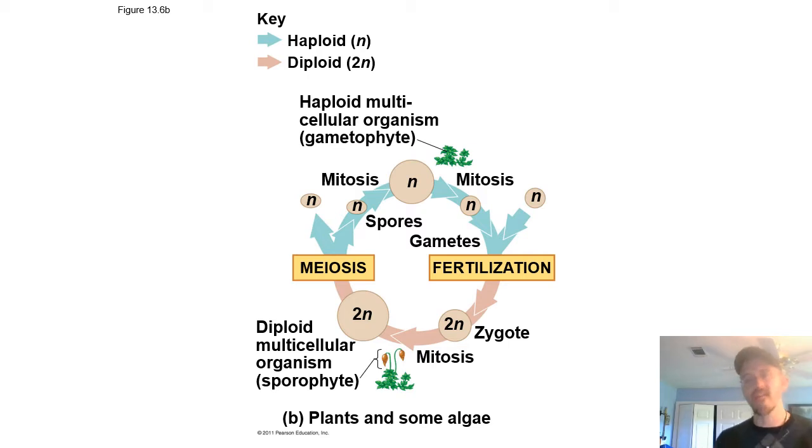But what I want you to see here is that not all organisms have the same life cycle. Some organisms produce gametes by mitosis instead of meiosis, and they make spores by meiosis. A little bit different than we're used to seeing.